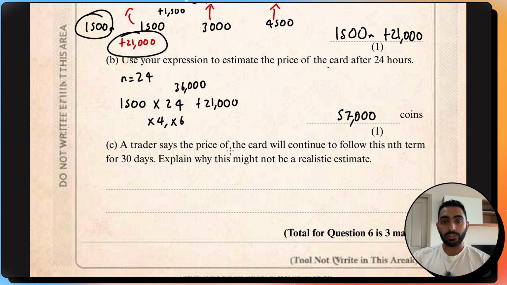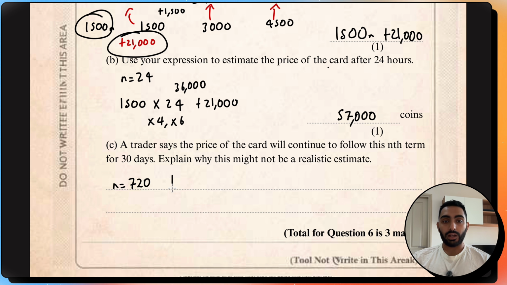Part C, a trader says the price of the card will continue to follow this nth term for 30 days. Explain why this might not be a realistic estimate. If we continue this on for 30 days, we're going to have to substitute in 24 times by 30, which would be 720. N would be equal to that. That means our value of the card is going to be huge. It's going to be very high, but you would think after a certain point in time, the price will start to go down and Haaland will be back in packs.